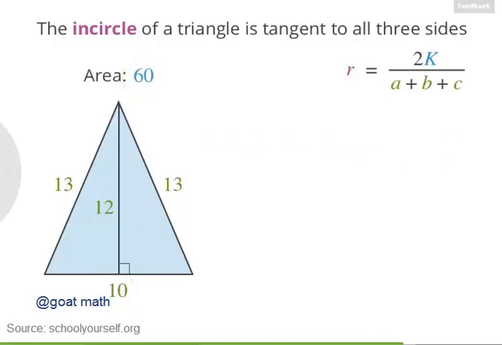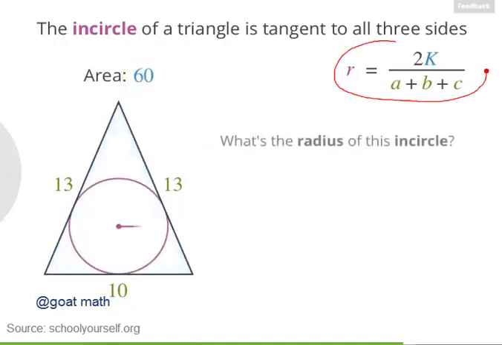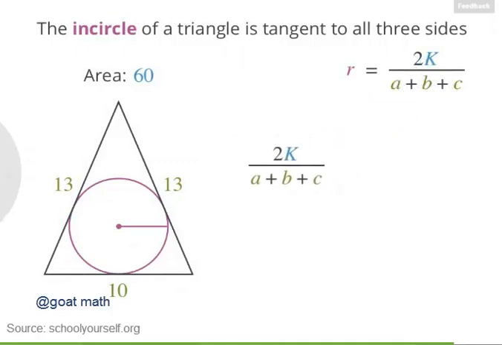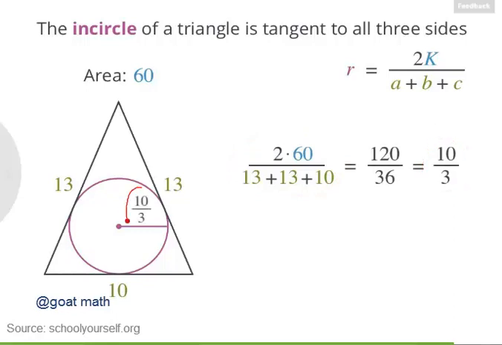So now that you know the triangle's area, try using this formula to calculate the radius of this triangle's incircle. Nicely done. So using this formula, the area of the triangle is 60 and the perimeter is 13 plus 13 plus 10, or 36. 2 times 60 is 120, so this expression equals 120 over 36, which simplifies to 10/3. And that's the radius of the incircle. So remember, to find the radius of a triangle's incircle, you can double the triangle's area and then divide by the perimeter. Again, nicely done.